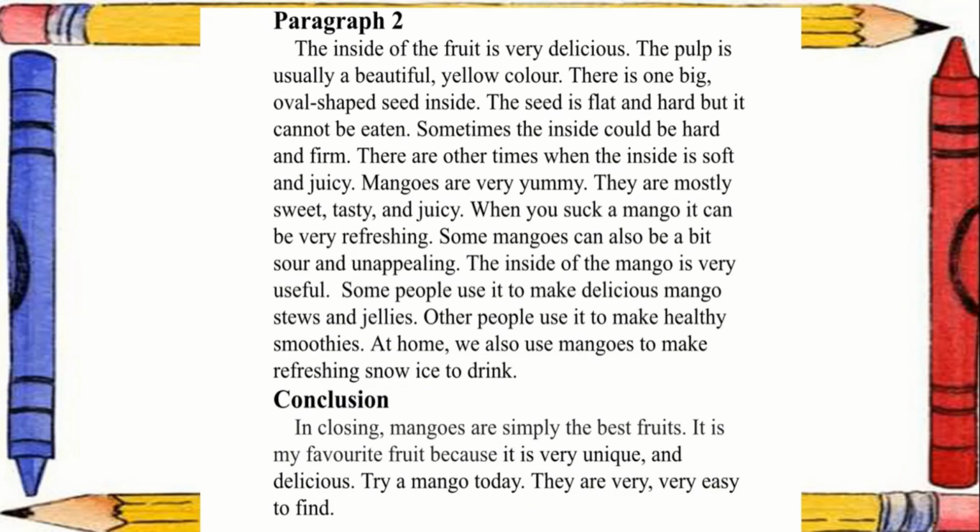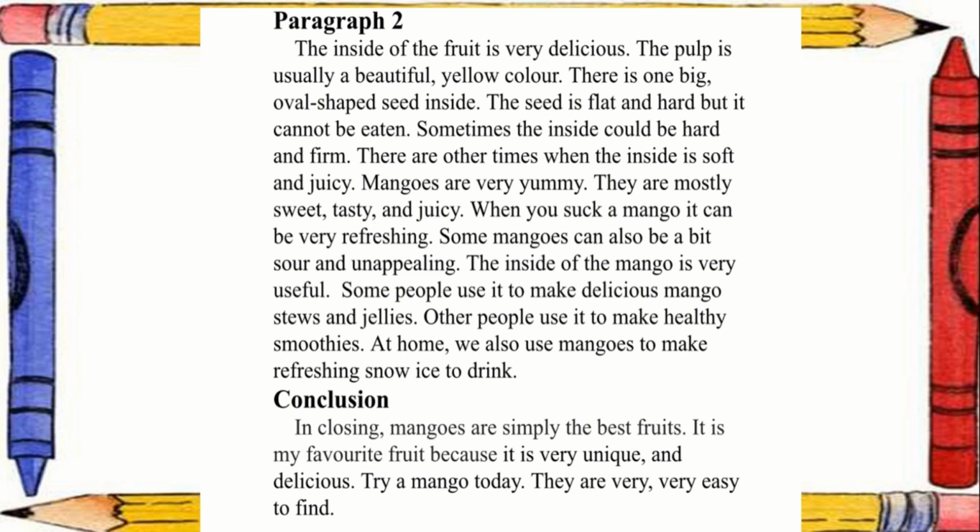In paragraph 2, the topic of this paragraph is the inside of the fruit. And we have a topic sentence again that says, the inside of the fruit is very delicious. The pulp is usually a bright yellow color. There is one big oval-shaped seed inside. The seed is flat and hard, but it cannot be eaten. Sometimes the inside could be hard and firm. There are other times when the inside is soft and juicy. Mangoes are very yummy. They are mostly tasty and juicy. They are mostly sweet, tasty, and juicy.